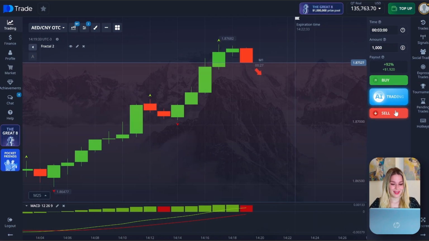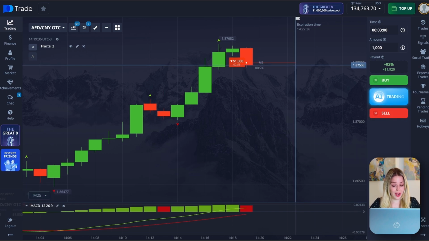Sixth trade. A suitable chart for opening a trade for a decrease. According to the fractal indicator, a red arrow is shown above the candles, and under the main chart, the moving averages are confidently moving under the chart. We open.